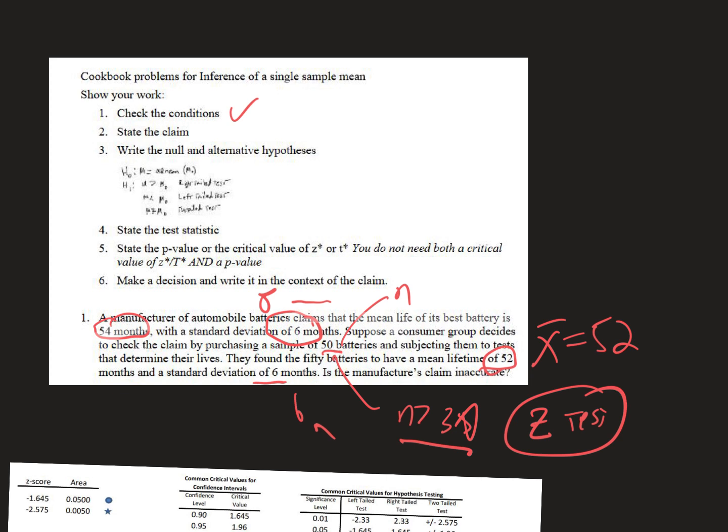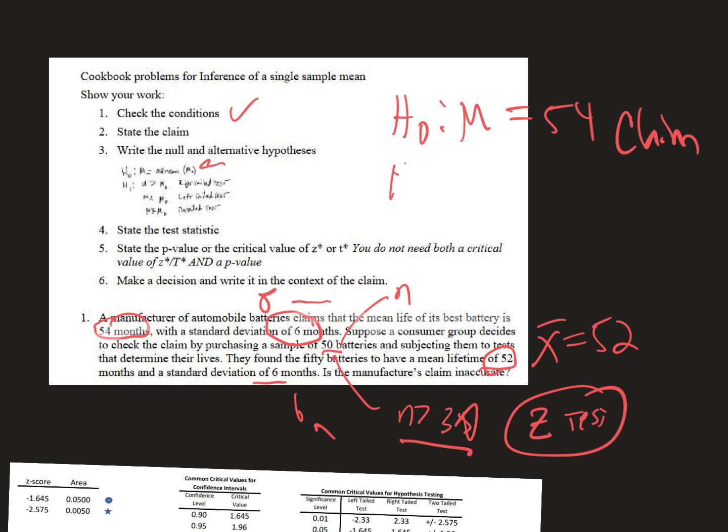Okay, so let's write some H0 and H1. H0 is always written so that it's an equal to. So do you see, and it's kind of blurry, but we should write H0, the mean, because this is about means, I'm going to use mu, is equal to 54 months. And I think that's the claim, because that's what the manufacturer is saying.